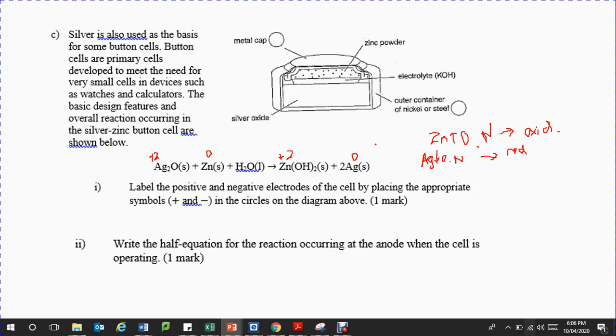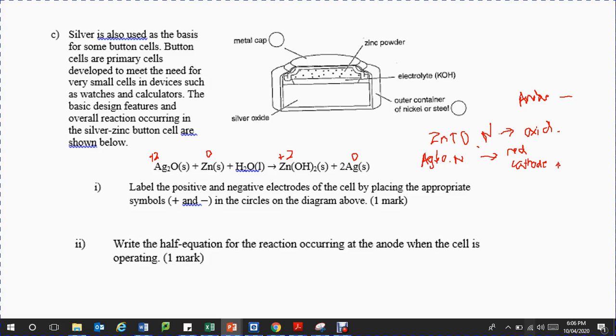Now, how will I apply this to the diagram? If it's undergoing oxidation, that occurs at my anode. In a galvanic cell, the anode has a negative charge. Reduction occurs at the cathode, so that would have to be positive.